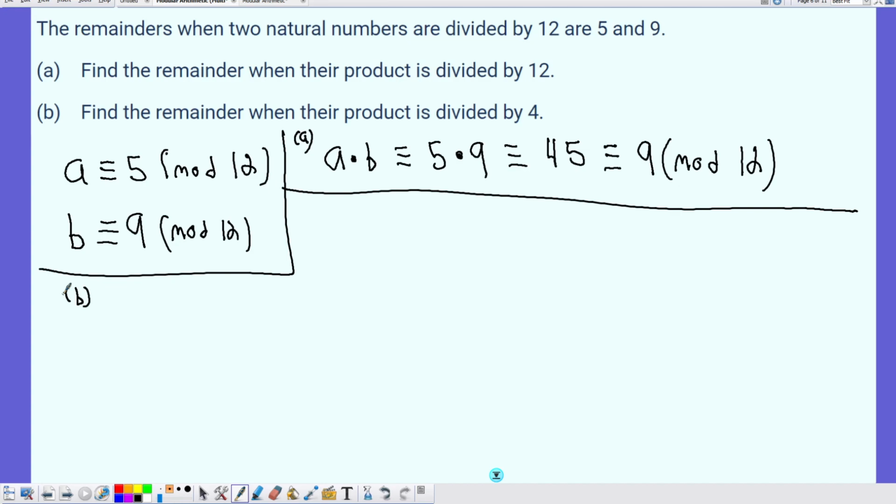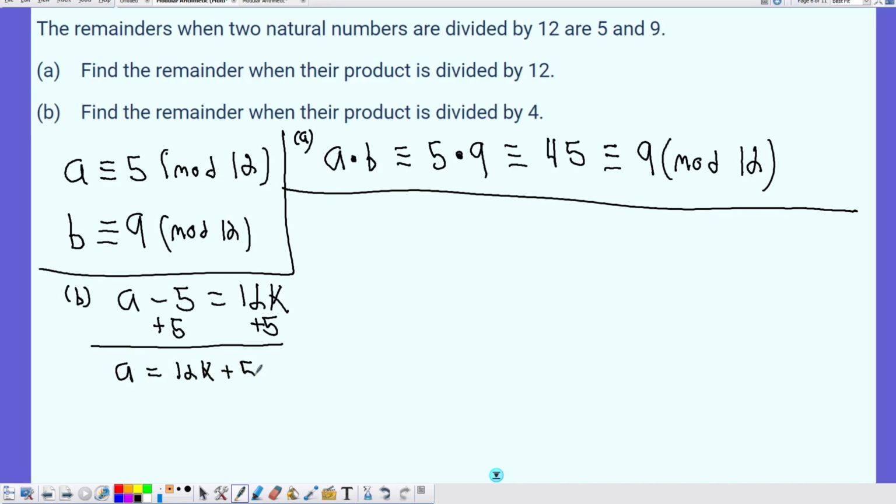So, we don't know anything about mod 4 right now, so let's start with the information that we're given. If I know that A is congruent to 5 mod 12, then what I can establish is that A minus 5 is equal to 12 times K. It's a multiple of 12. The difference is a multiple of 12. And if I add 5 to both sides, I get A is equal to 12K plus 5. Again, like we did in that addition version, we're setting it up to be analogous to the division algorithm.